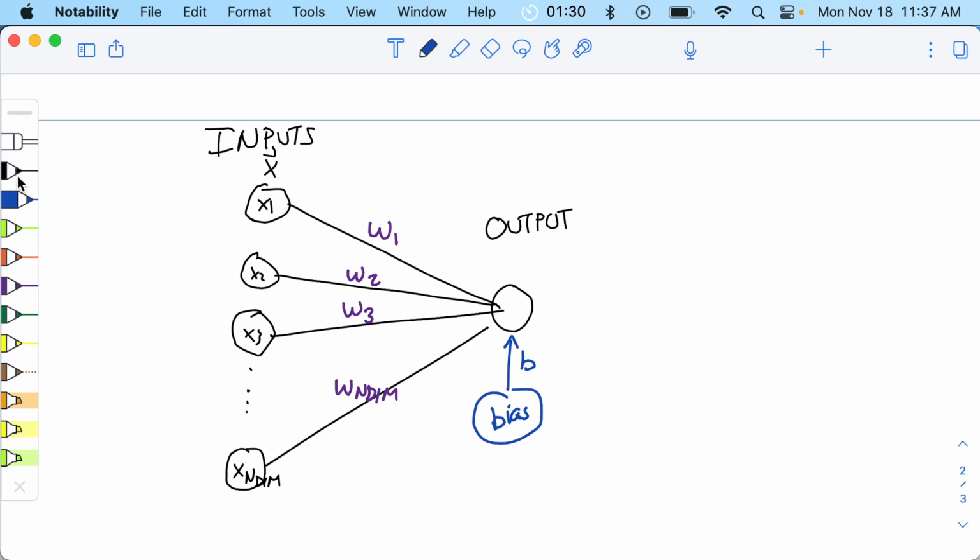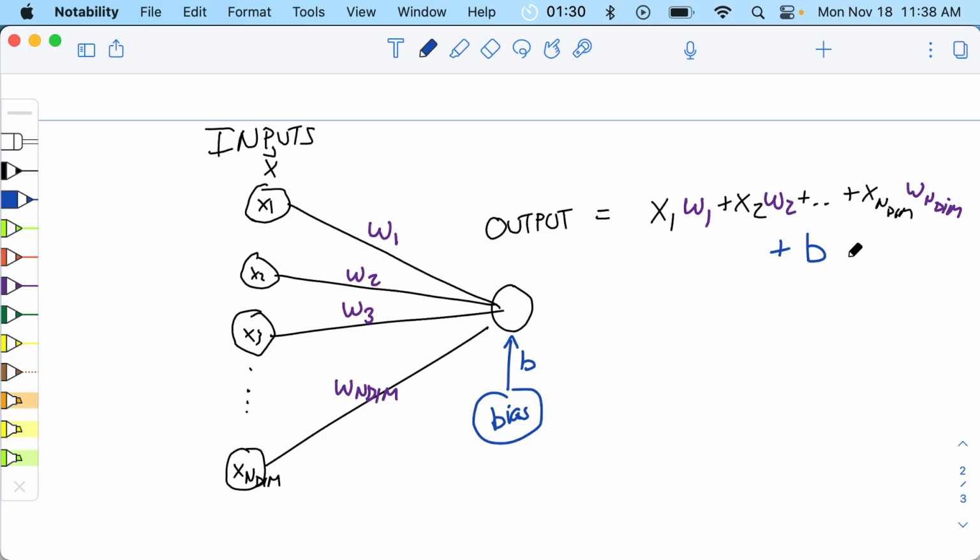And this combines to give a formula, and the formula is you multiply along the edges here. So the formula is the output is x1 times W1 plus x2 times W2 plus dot, dot, dot, plus all the way up to xn dimensions times Wn dimensions. And then you add on the bias, plus B. Okay. So that's what the formula means. That's what the picture translates to a formula. And these weights and biases, these are the parameters of the neural network.